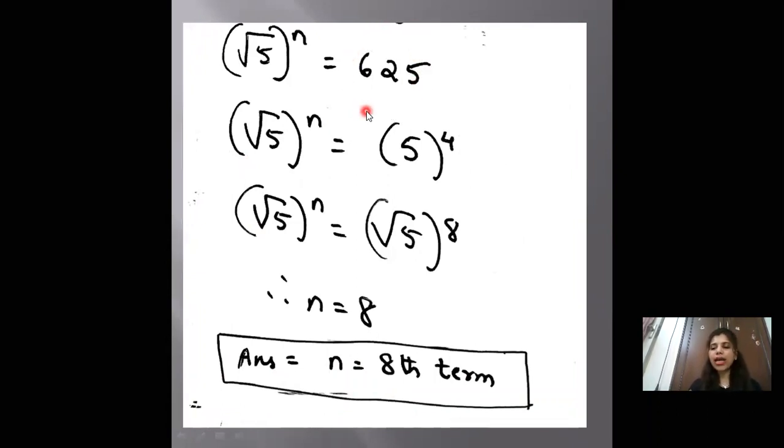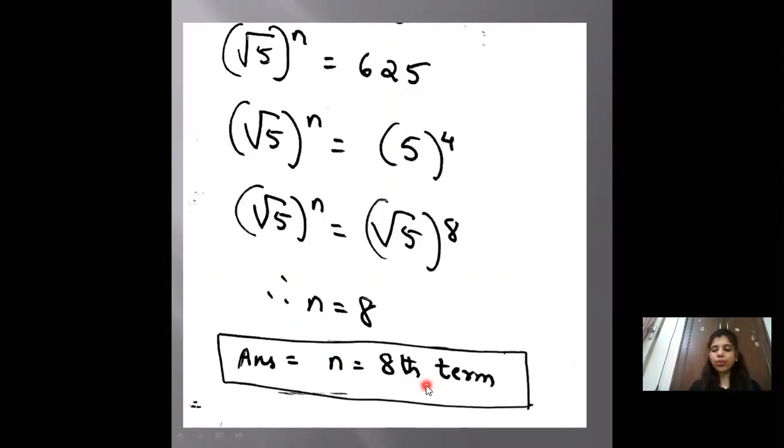First, as I have told you, when you factorize, you convert it in the 5 form. And then you just multiply this index with 2 and write the base as root 5. So that is what we have done. When we factorize 625, we get 5 raised to 4. Okay. So 5 raised to 4 is 625. So now when I want the base as root 5, I'll multiply this index 4 with 2. So I get root 5 raised to 8. Now as you can see, bases are same. The indices become same. So we got the value n is equal to 8.